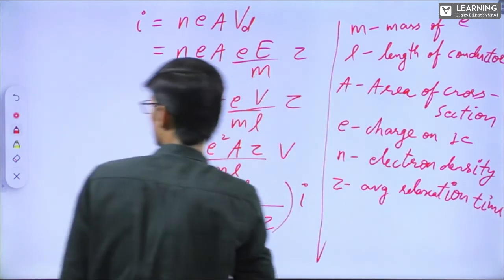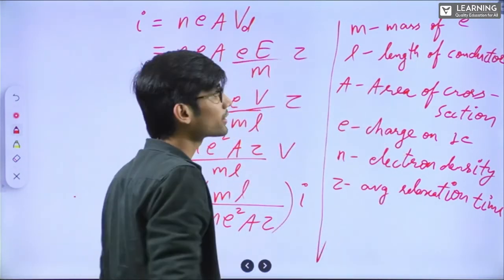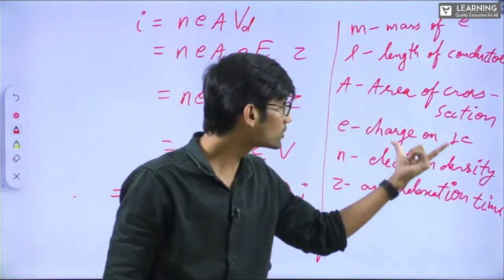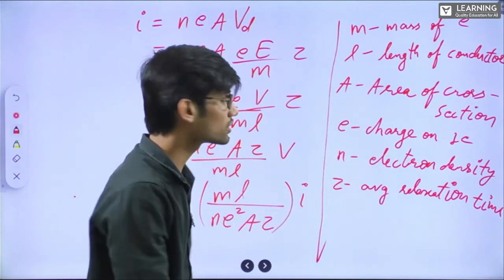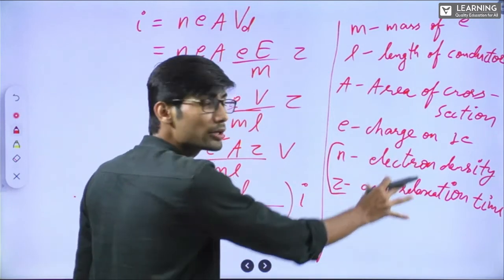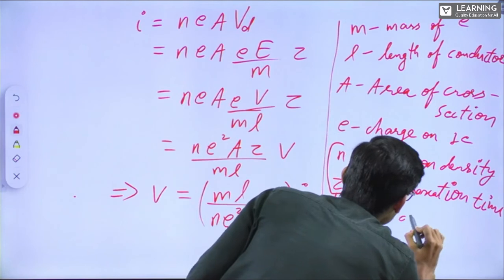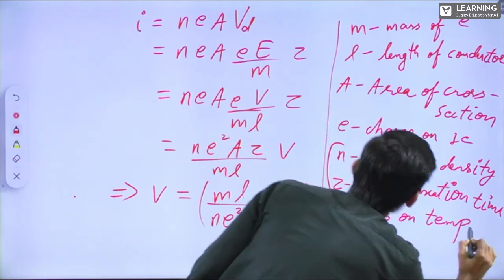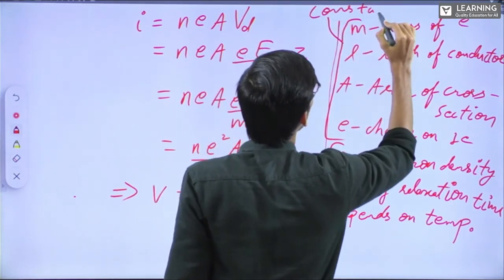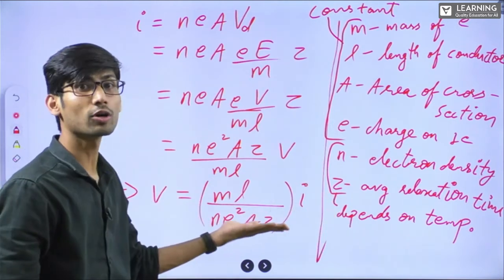Now understand, mass of electron is constant, length of conductor, if we choose a conductor, length of conductor will be constant, area of cross section will be constant, charge on one electron is constant. These two are also constant if temperature is constant. They both only depend on temperature. If we keep temperature constant, these two will be constant. All right, rest write down all these constant. See here inside this, if I keep temperature constant, everything is constant.